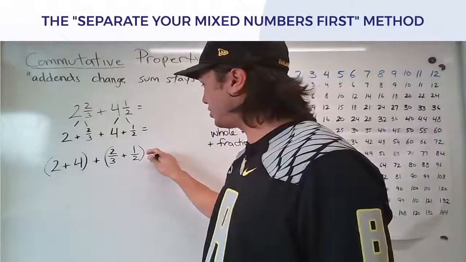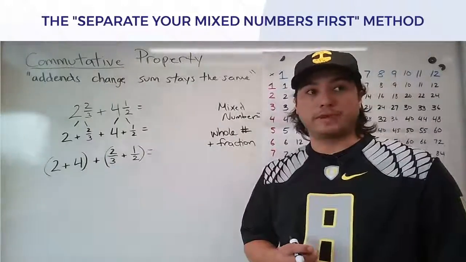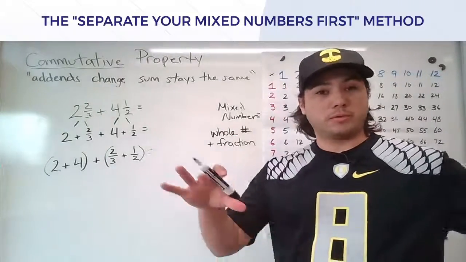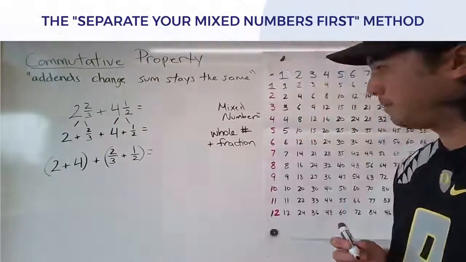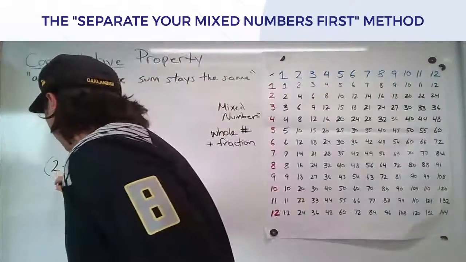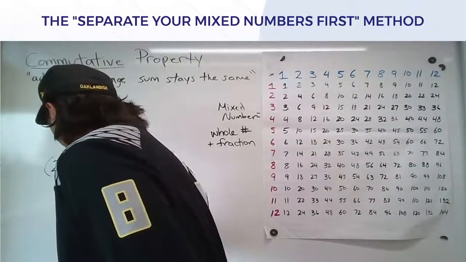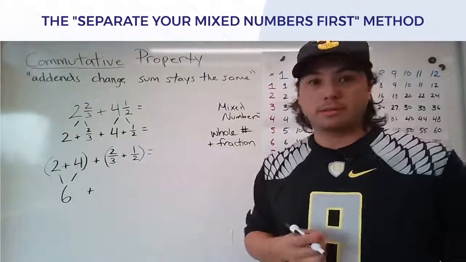Okay, again, I'm not changing the value of anything. All I'm doing is rearranging the problem. If I had a bunch of puzzle pieces out, all I'm doing is putting them in a different place. I'm not adding or subtracting anything. Okay? Now, let's think about adding these. 2 plus 4, well, that's 6. Plus, now we've got our 2/3 plus our 1/2.